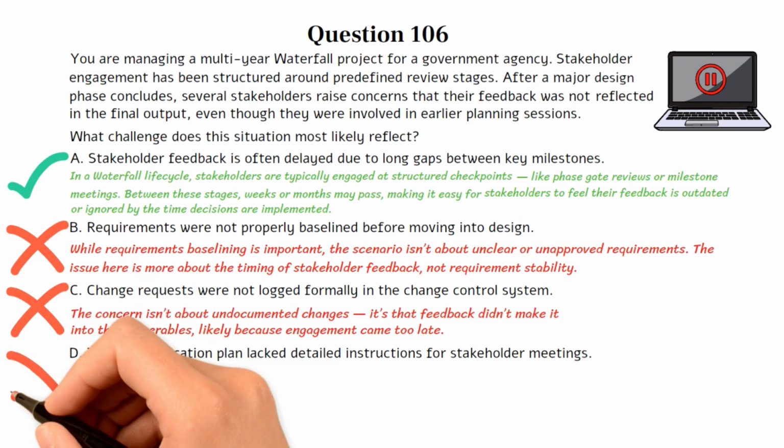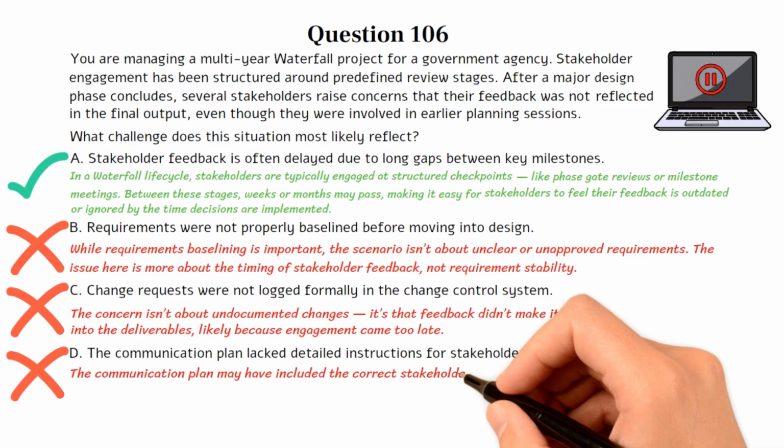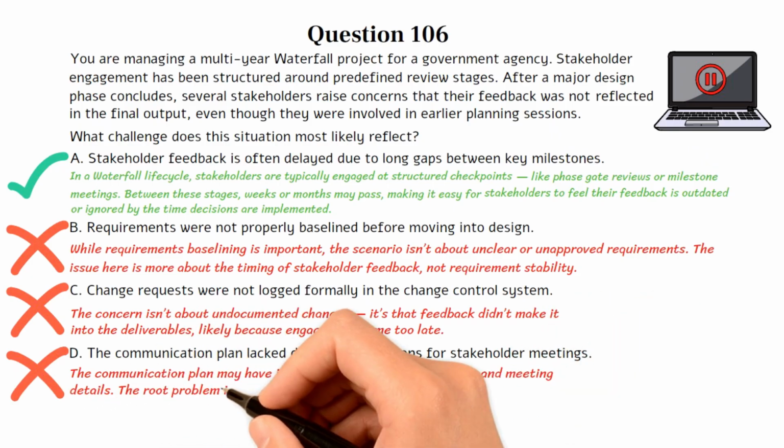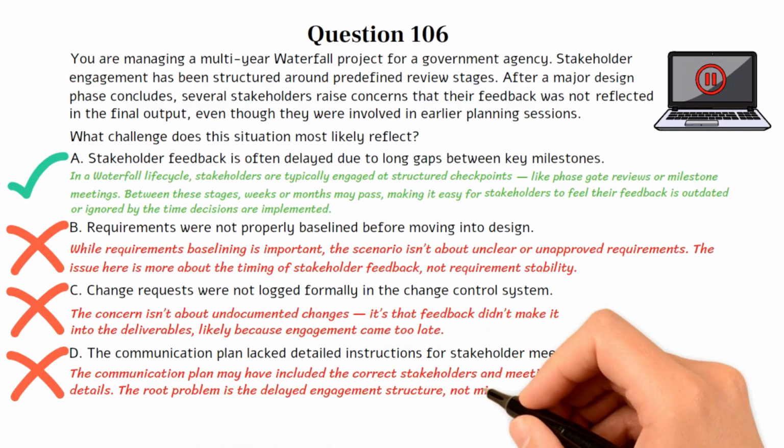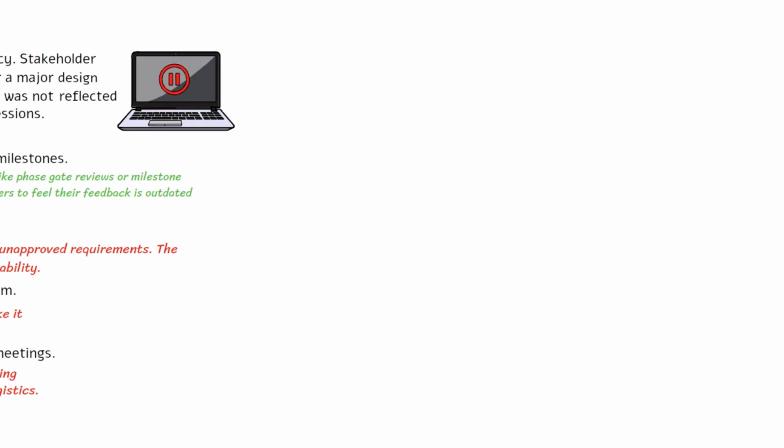Choice D is incorrect. The communication plan may have included the correct stakeholders and meeting details. The root problem is the delayed engagement structure, not missing logistics. Let's move on to the next question if you're ready.